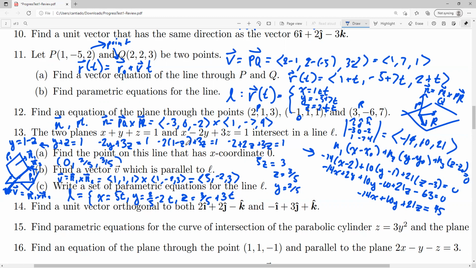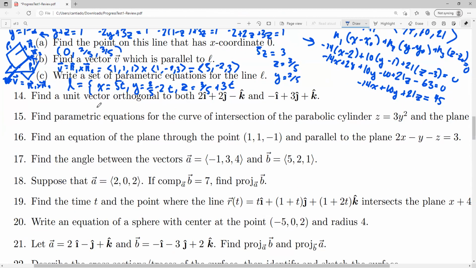Very straightforward, hopefully. It's just remembering these little nuances, like if you have two planes that intersect, the vector that is parallel to that line is just the cross product of the normal vectors. That's probably the biggest thing to remember to solve this problem. The cross product of the normal vectors of two planes that intersect will give you the direction vector of the line. All right.